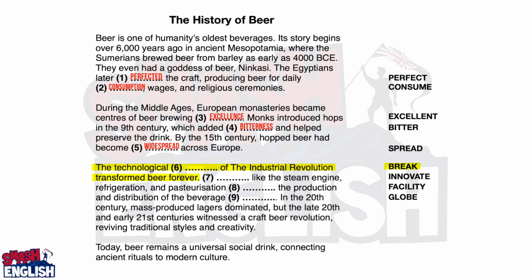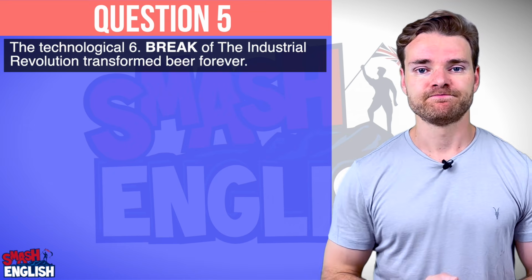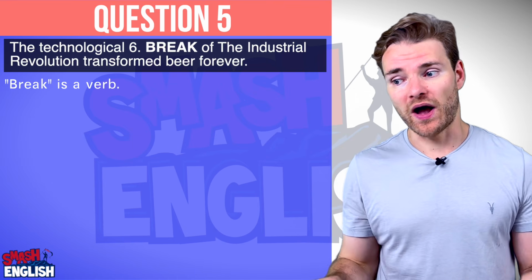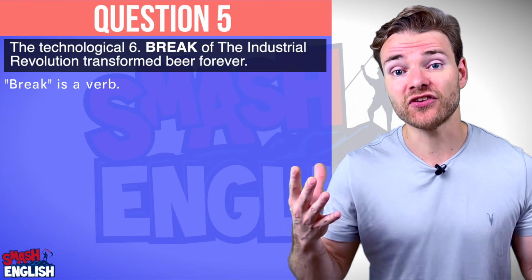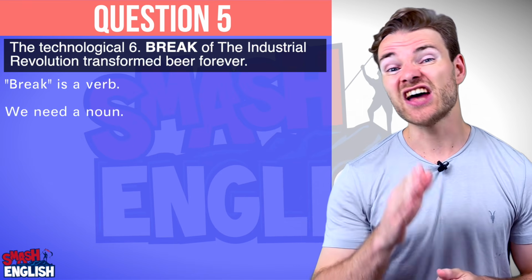Let's move on. The technological break of the Industrial Revolution transformed beer forever. What type of word is break? It's a verb. And what type of word do we need? Well, technological is an adjective and it is describing the subject of our sentence. So, I think that we need a noun.